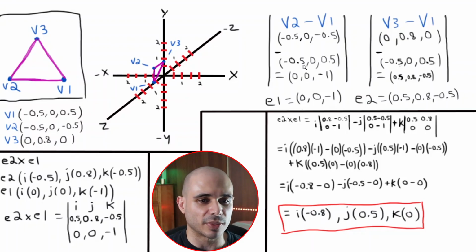And then to find the edge from vertice 1 to vertice 3, we're going to do the same thing. We're going to take vertice 3 and minus vertice 1. And that's going to give us that edge here. And that's going to say from vertice 1, all we have to do is move 0.5 along x, and then 0.8 along y, and then -0.5 along z. And then that's going to make us arrive at v3.